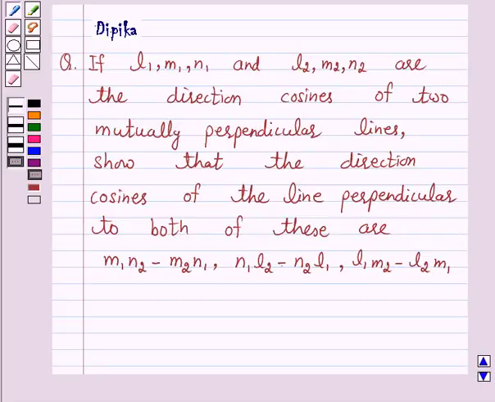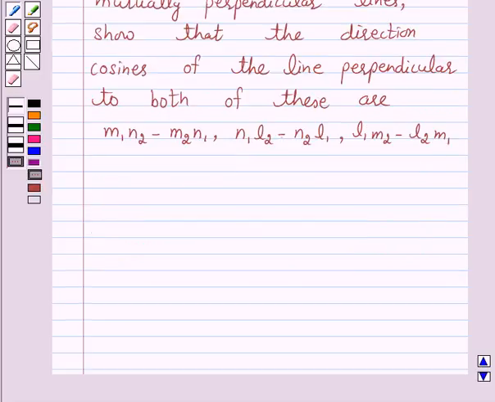I am Deepika here. Let's discuss a question which says, now we know that cos theta is equal to mod of L1 L2 plus M1 M2 plus N1 N2, where L1 M1 N1 and L2 M2 N2 are the direction cosines of two lines and theta is the acute angle between the two lines.